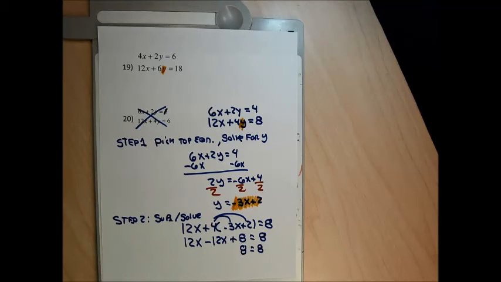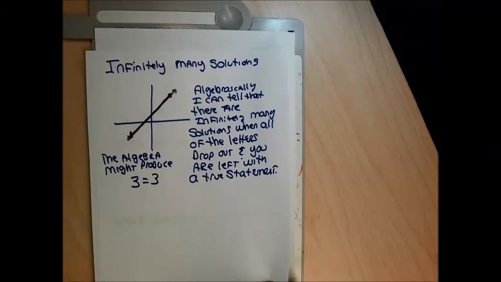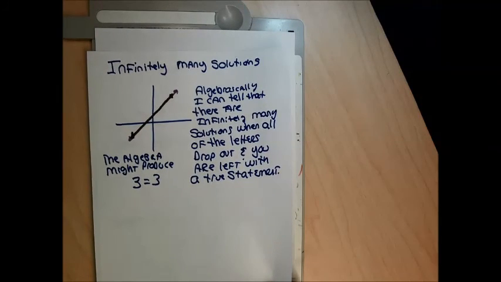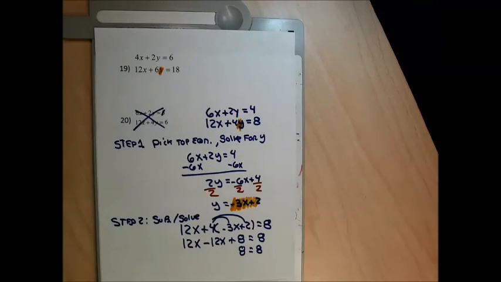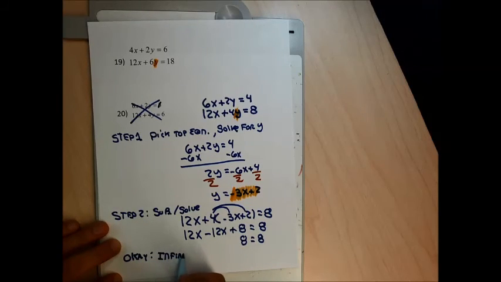And when that happens, when all the letters drop out and you're left with a true statement, there's infinitely many solutions. Usually in my college algebra class, I just say there's infinitely many solutions and stop. So it would be completely okay if you just said there were infinitely many solutions on your homework problem for number 19.